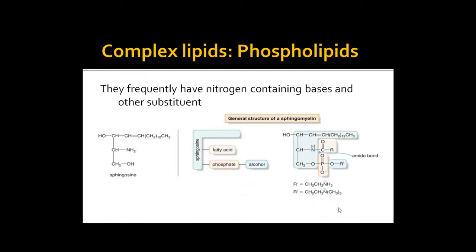These phospholipids frequently have nitrogen-containing bases and other substituents also. For example, in sphingosine, you can see a nitrogen atom is also present. Over here, the detailed structure of sphingomyelin. Here is the nitrogen atom, here is the phosphorus atom. And this is the block diagram of sphingomyelin.